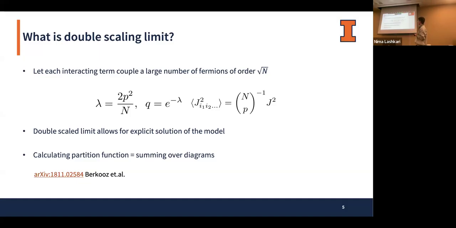And again, these are just some normalization scheme for coupling constants, which we won't care much about there. And the double scale limit allows for explicit solution of the model. And here by explicit solution, I mean just the explicit calculation of the partition function, which is just a sum over what we call the color diagrams. And all the details of this calculation can be found in this paper, Berkooz.